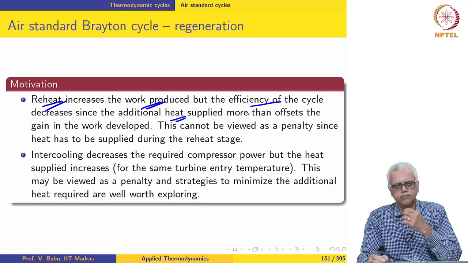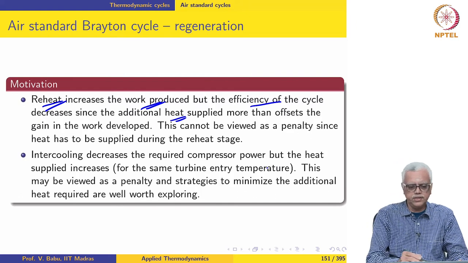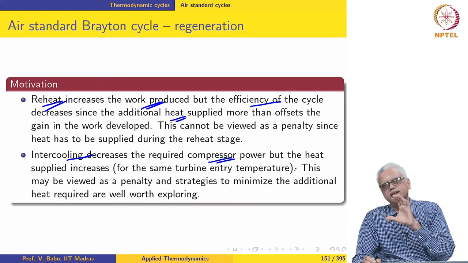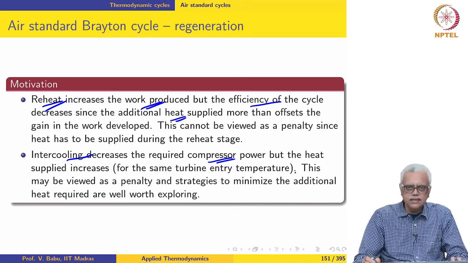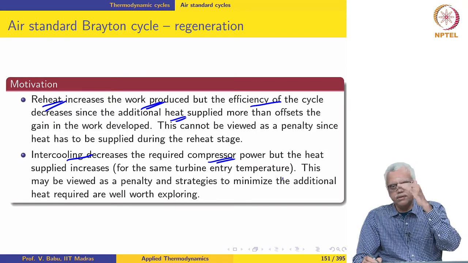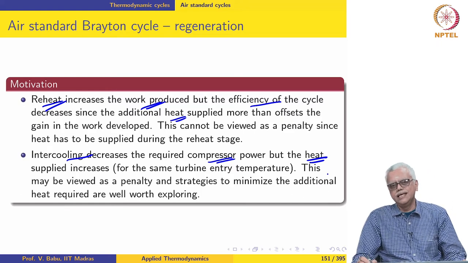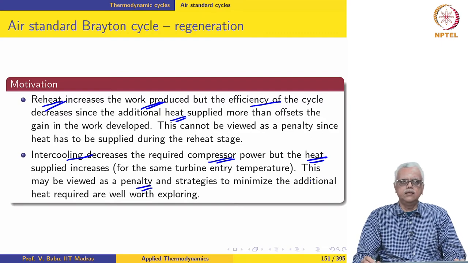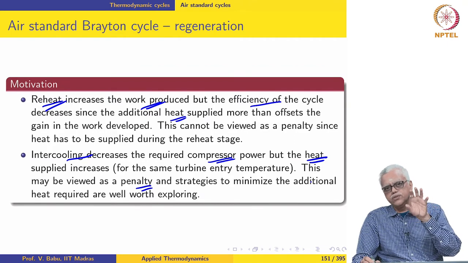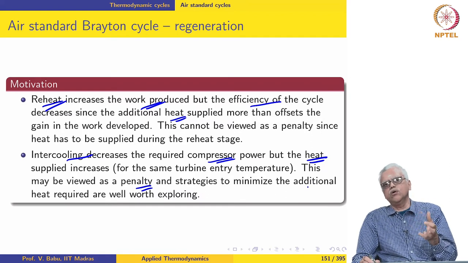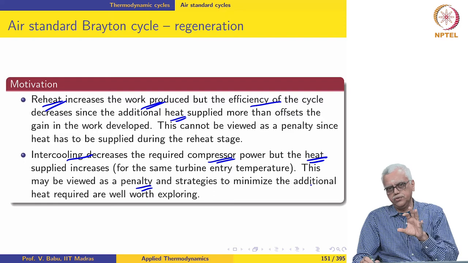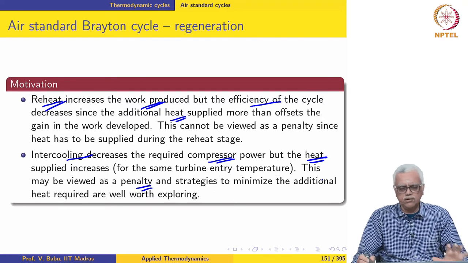So, reheat increases the specific power, but both the first law and second law efficiency go down. Intercooling, as we wanted, reduces the compressor power. Okay, we wanted the compressor power to be as small as possible. So, intercooling, we saw, does reduce the compressor power. However, for a given turbine entry temperature, the amount of heat that has to be supplied increases because the air now leaves the second stage compressor at a lower temperature than a single stage compressor. Now, this has to be viewed as a penalty because the objective of intercooling is to reduce the compressor power. That has been met, but at the cost of increased heat addition. So, there is a downside to intercooling. Okay? So, we would like to address these issues next by improving the performance of the cycle. Let us see what is possible.